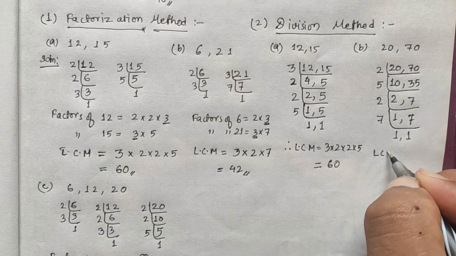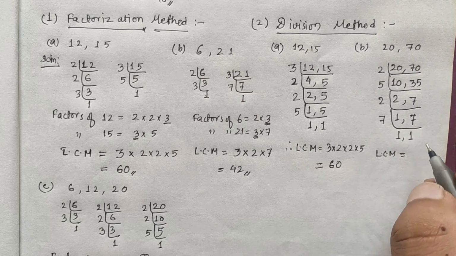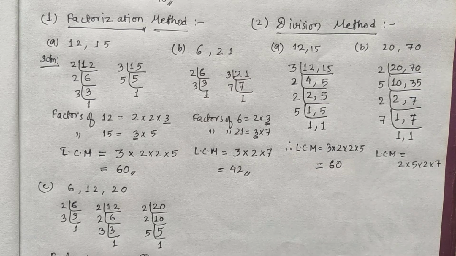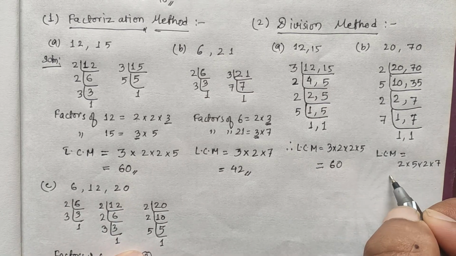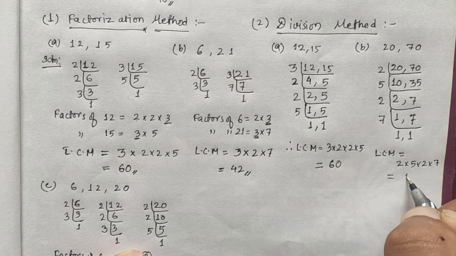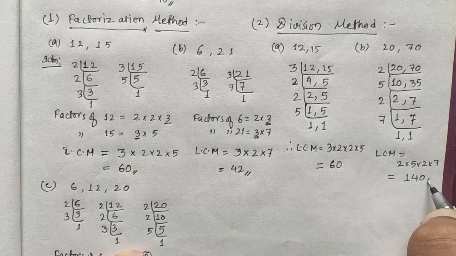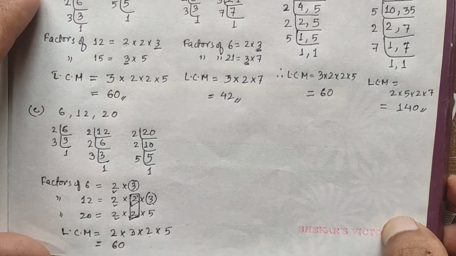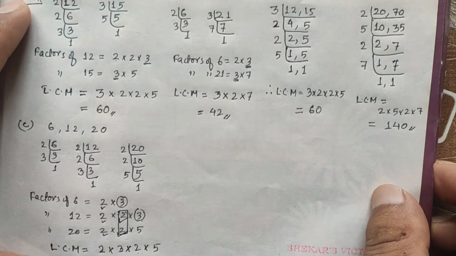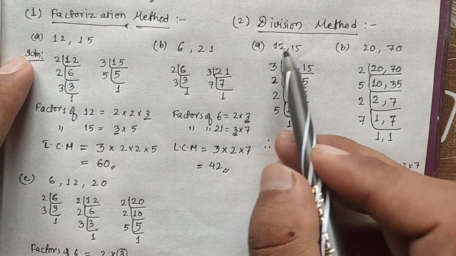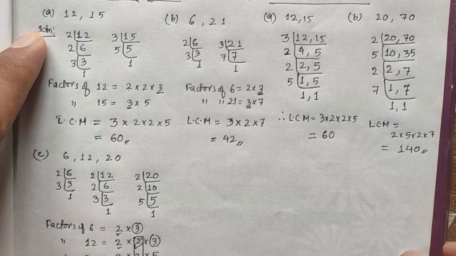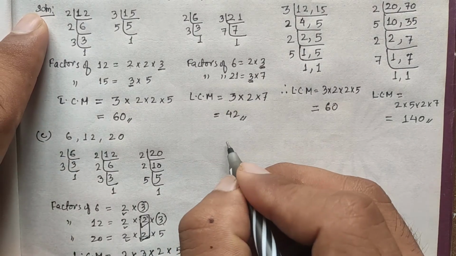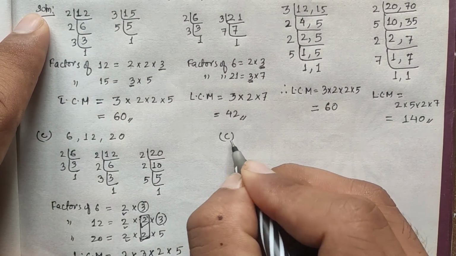Therefore LCM of 20 and 70 is 2 times 5 times 2 times 7. Then it becomes how much? 5 times 2 is 10, 7 times 2 is 14, it becomes 140. Isn't that it? Okay, so let's take another example of 3 terms. Like we have taken here 2 terms, like 20 and 70, 2 numbers by the division method. Now what we will do? We will take 3 numbers. So let's see for 3 numbers how we can use the division method.